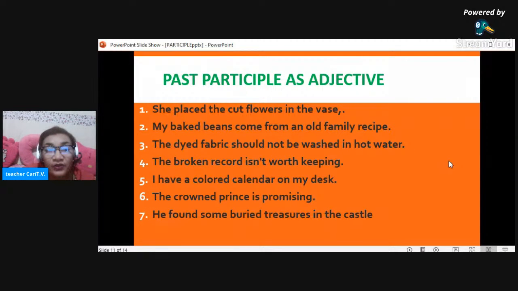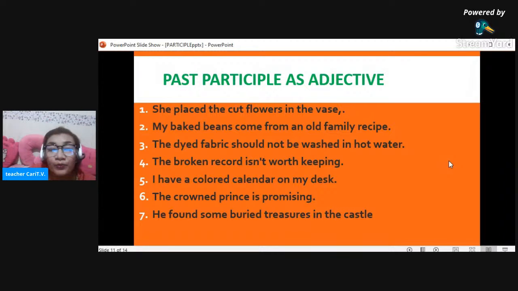Past participle as adjective. In this one, what is the participle in sentence number 1? She placed the cut flowers in the vase. Number 2, my baked beans come from an old family recipe. Number 3, the dyed fabric should not be washed in hot water.